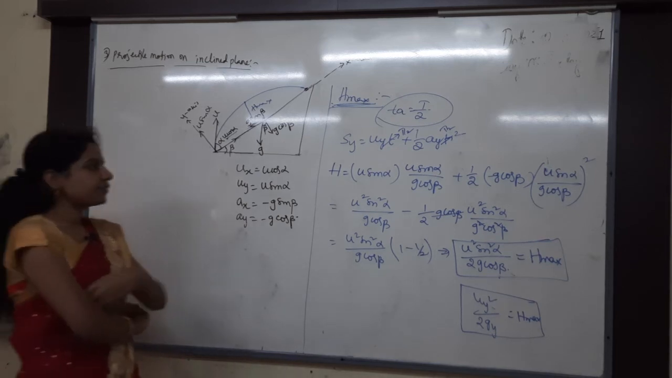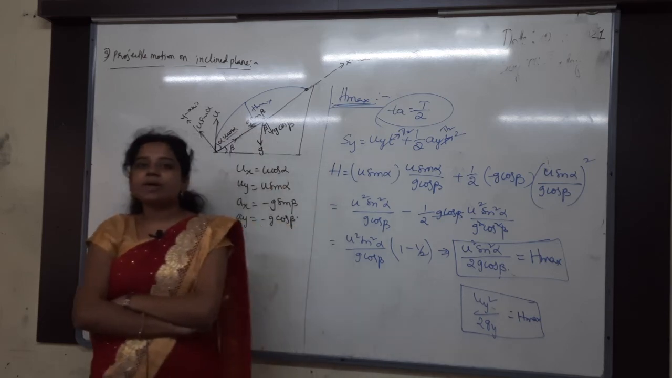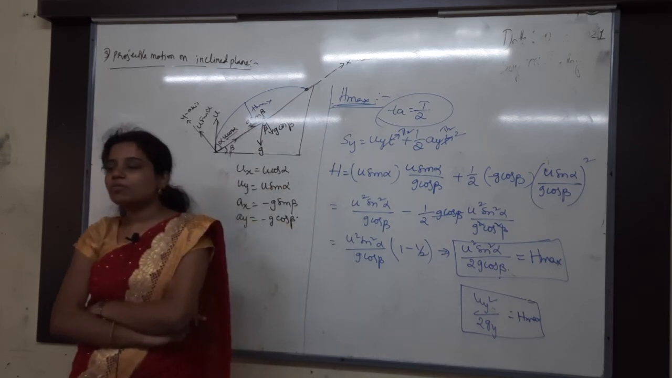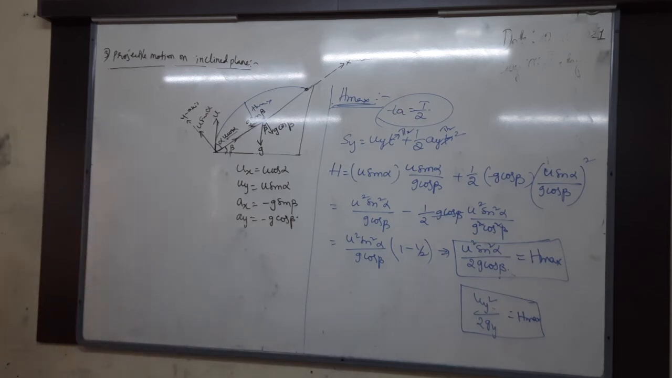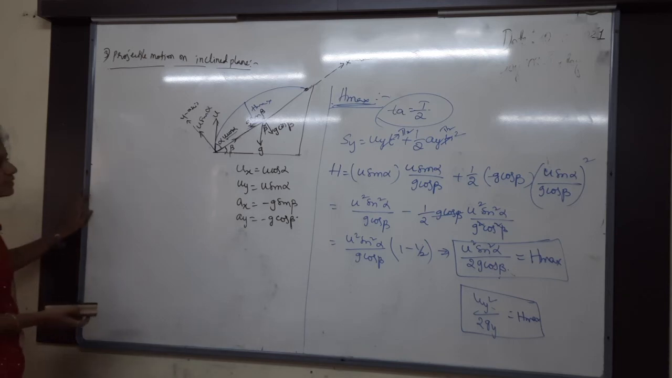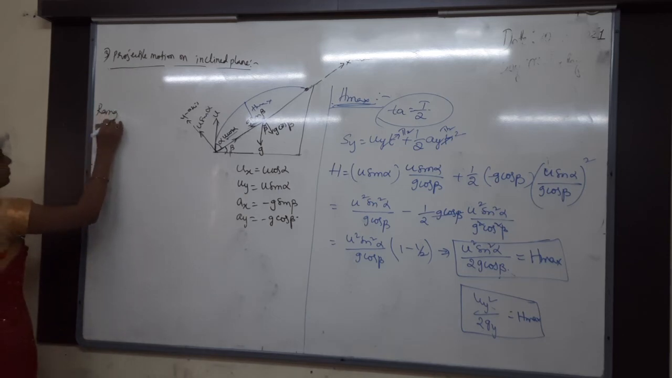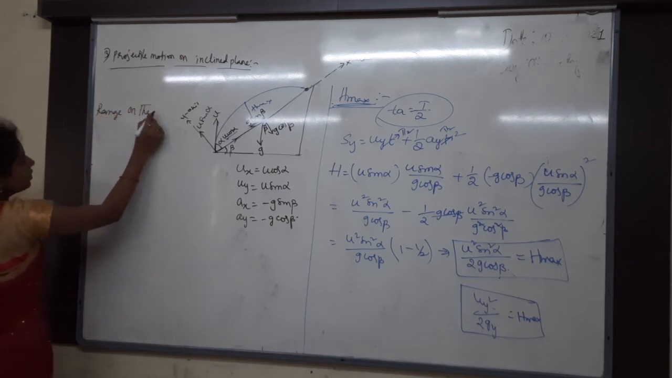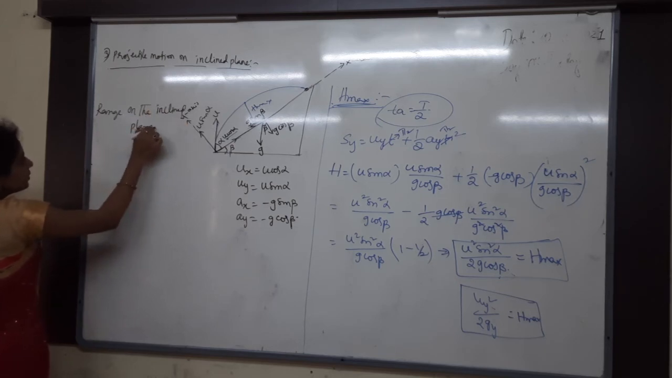Why have I taken half of the time of flight here? What is the reason? Time taken to the maximum height is time of ascent. Time of ascent is half of the time of flight. Next one is range. Range on the projectile, on the inclined plane, I'm sorry. Range on the inclined plane.